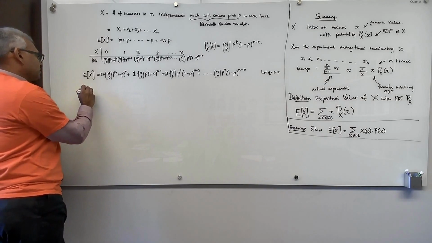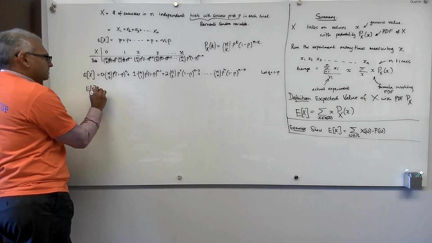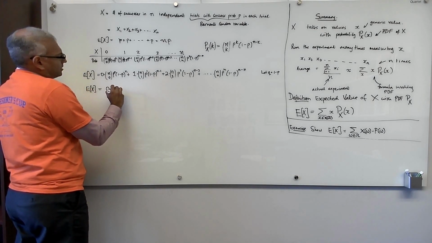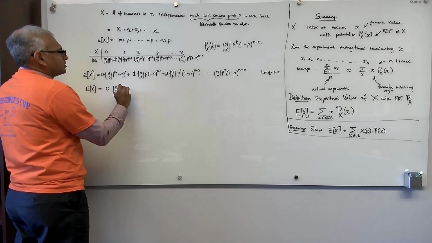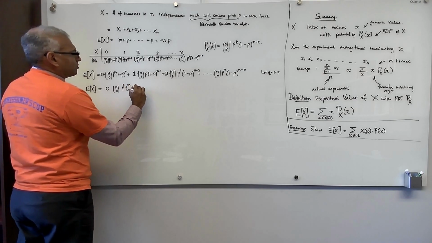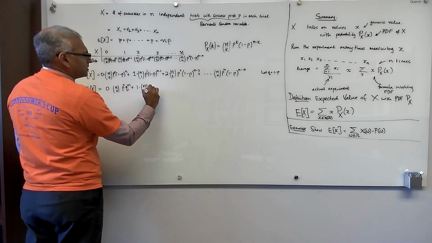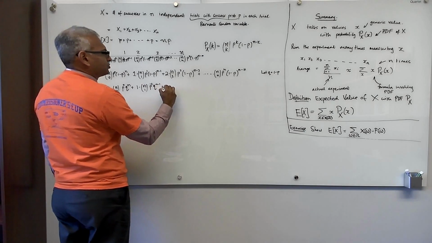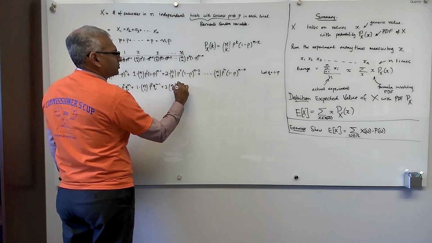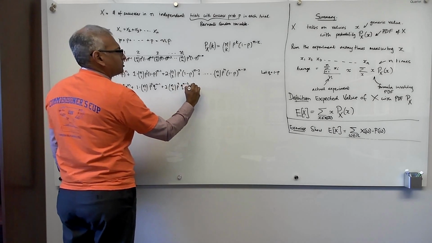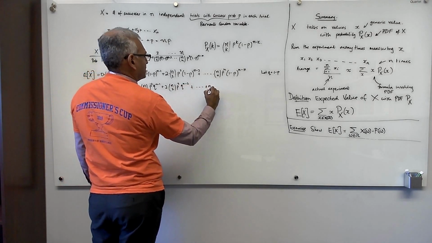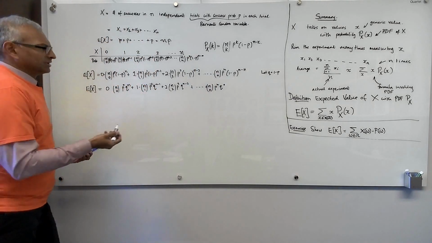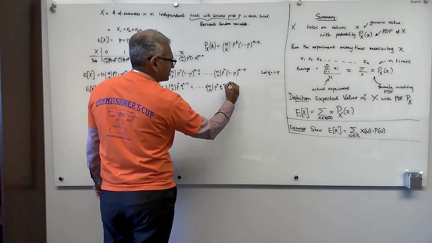So Q equals 1 minus P. Then the expected value of X is equal to 0 times n choose 0, p to the 0, q to the n, plus 1 times n choose 1, p to the 1, q to the n minus 1, plus 2 times n choose 2, p to the 2, q to the n minus 2, plus ... plus n times n choose n, p to the n, q to the 0. Well, technically I should put here n minus n.